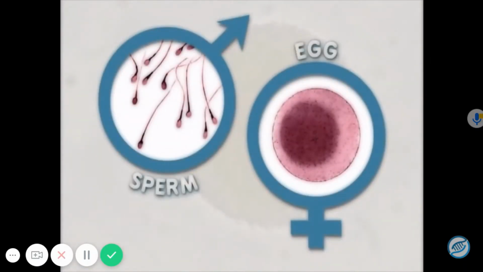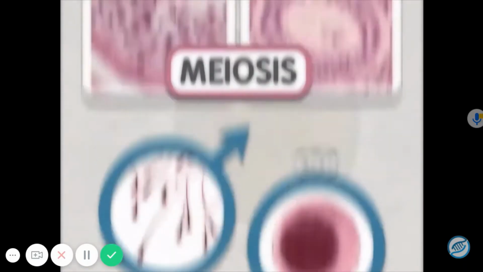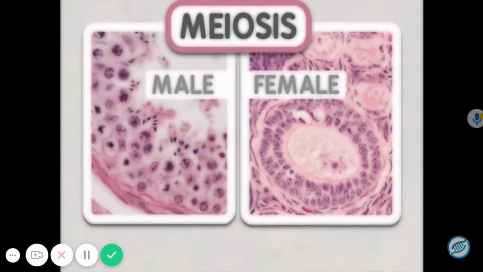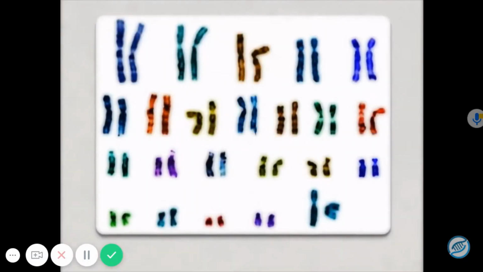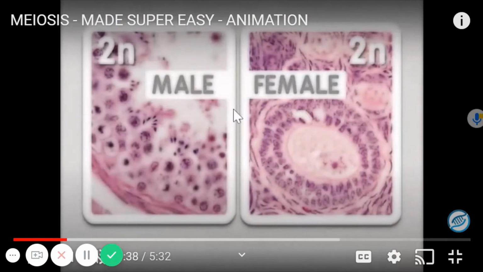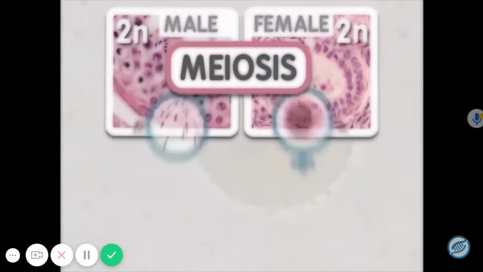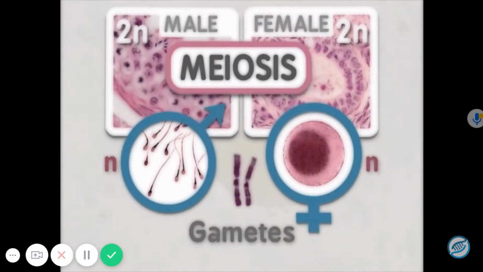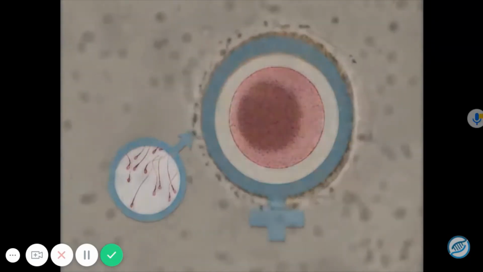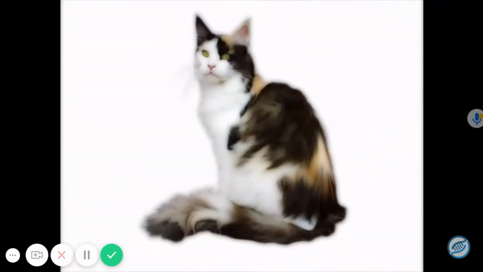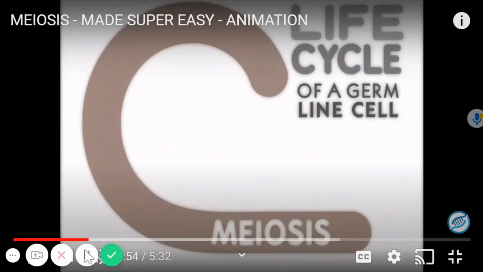Gametes are formed during a process called meiosis. The cells that undergo meiosis to form gametes are called germline cells. Germline cells are diploid, which means they have two copies of each chromosome, one from genetic mom and one from genetic dad. These germline cells are going to undergo meiosis to produce haploid gametes, which are only going to have one copy of each chromosome. And then these haploid gametes are going to fuse, and this is fertilization, and it's going to produce a diploid embryo that grows into an adult.